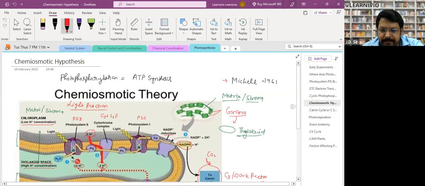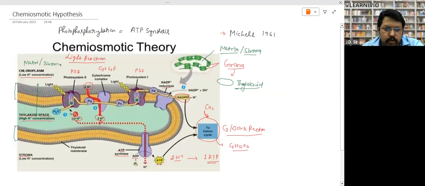Chemiosmotic theory. I have already told you that it has been asked. I have written over here who gave this theory, and again it can be asked. Mitchell was the scientist in 1961. The chemiosmotic theory was given by Mitchell in 1961. Photophosphorylation means ATP synthesis.